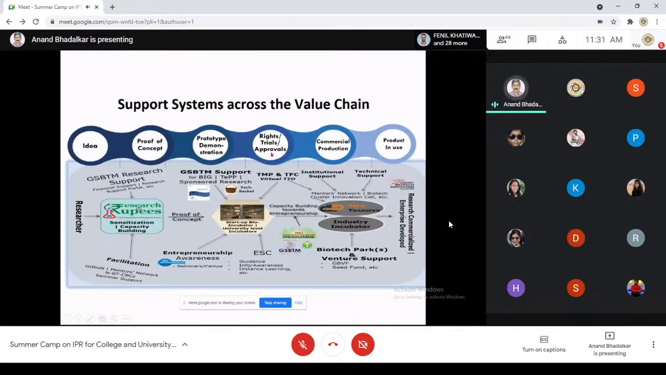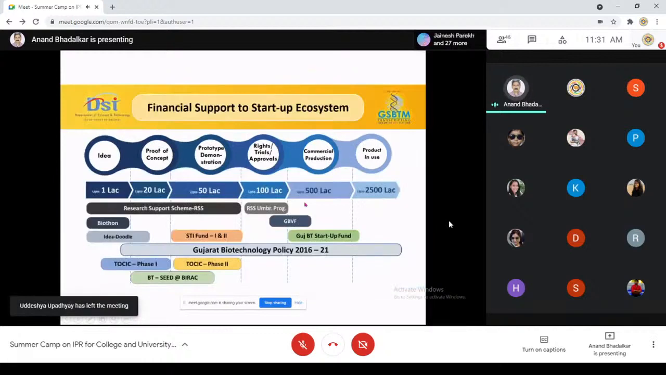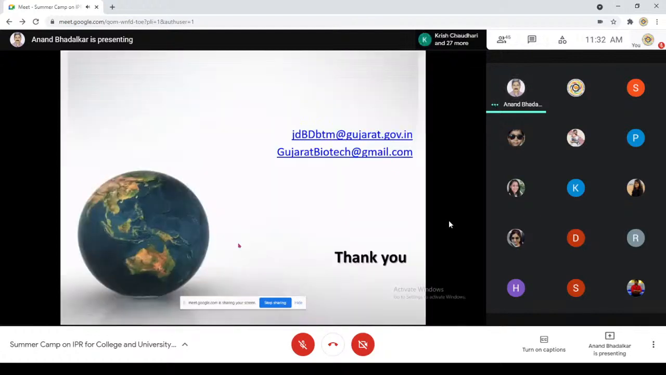ओके, और ये देखो, अक्रॉस द वैल्यू चेन, एक आइडिया फॉर इट टू बिकम अ प्रोडक्ट, पूरा वैल्यू चेन है. और इस वैल्यू चेन, अक्रॉस द वैल्यू चेन देयर इज लॉट ऑफ सपोर्ट मैकेनिज्म्स. फंडिंग सपोर्ट 1 लाख से लेके 25 करोड़ तक अलग अलग फंड्स है. इसमें से ये जो STI फंड 1 एंड 2 है, ये गुजकोस्ट खुद ही करता है. POCIC फेज 1 एंड 2 जो है, ये DSIR के वती हम लोग उसको संभालते हैं और फिर दिल्ली भेजते हैं. ये BT सीड फंड भी बायरैक के वती हम लोग करते हैं. ये बाकी सारा जो है वो GSBTM के फंडिंग में से आता है.